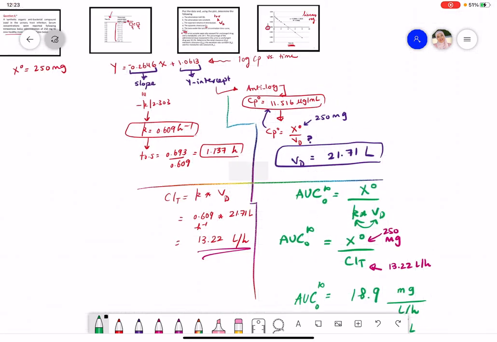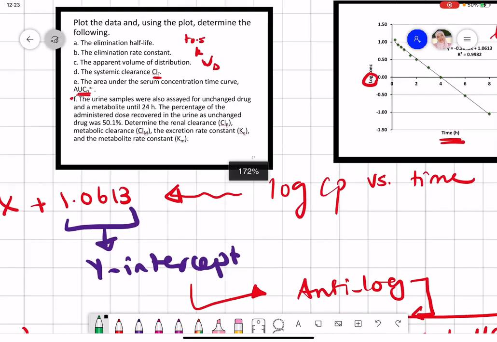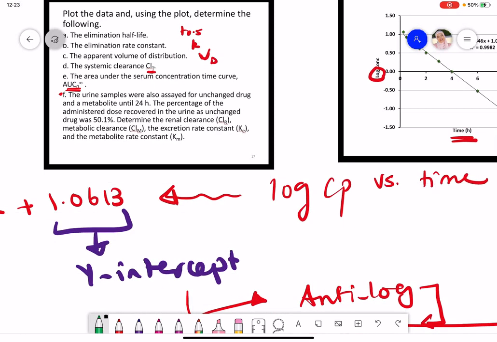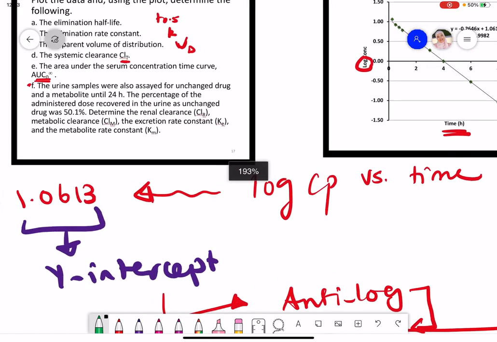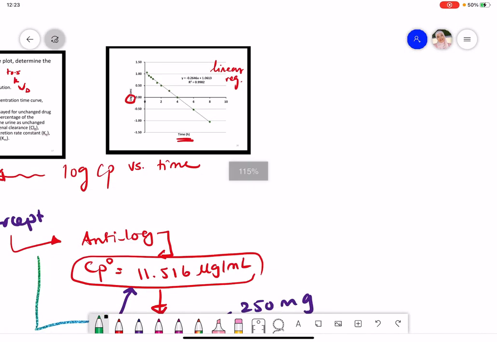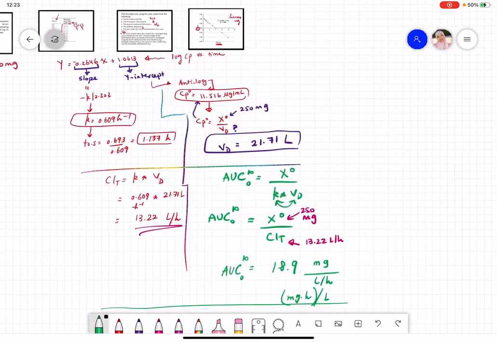Let's go back to the question and read the last part of it. The urine samples were also assayed for unchanged drug and metabolite. So we have unchanged drug and a metabolite until 24 hours. The percentage of the administered dose recovered in the urine as unchanged drug was 50.1. Determine renal clearance, metabolic clearance, excretion rate constant, and metabolic rate constant. Okay, let's go. So notice that we have a number here; I just want to have all the numbers that we need.